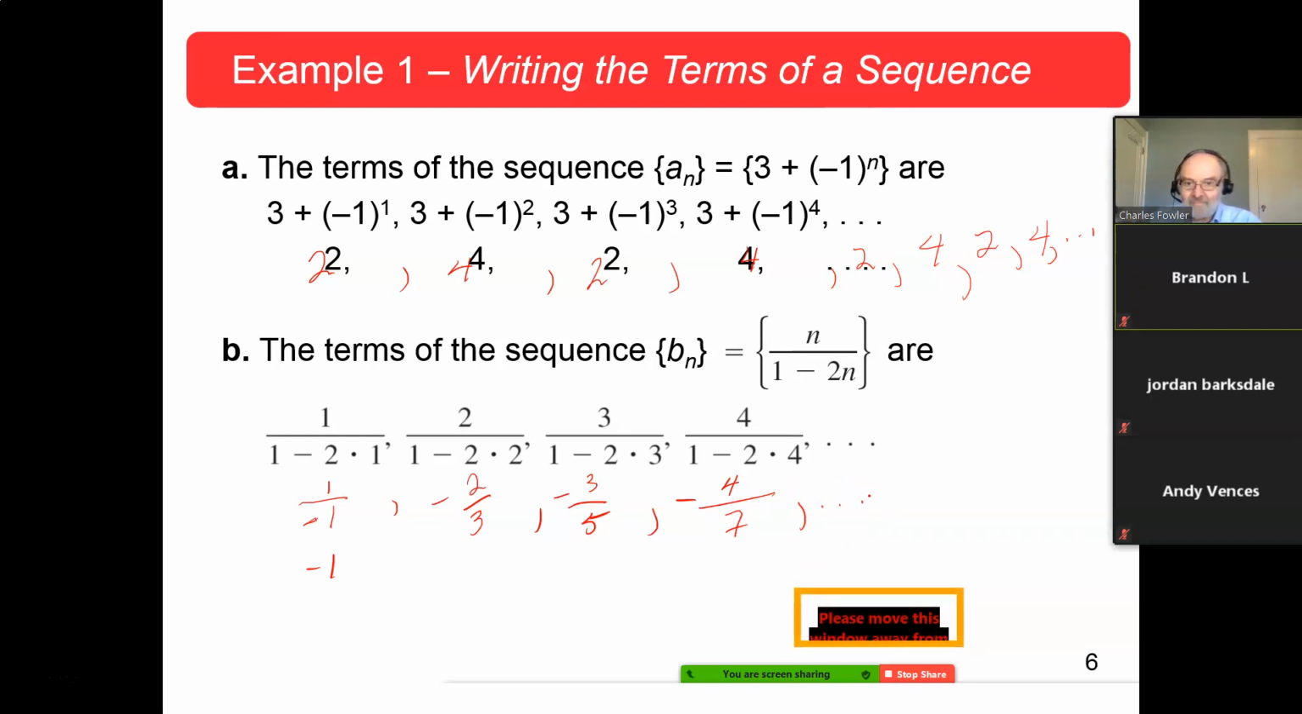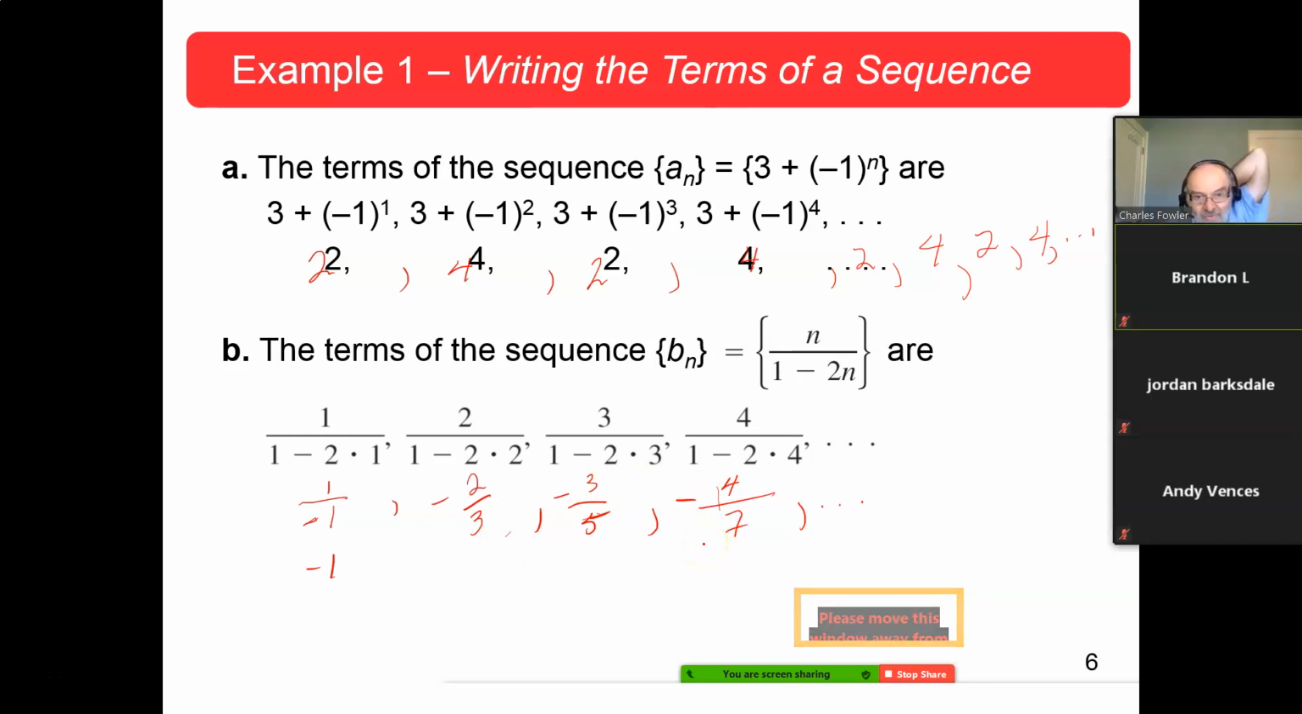Now, the question here is, does this sequence converge? Okay, does it end somewhere? Well, let's take a look. It starts at minus 1. It drops to negative 2 thirds. Actually, it's getting a little greater. And then it's going to negative 3 fifths, which is a little bit greater than 2 thirds. Negative 2 thirds, negative 3 fifths. Those are both less than negative 1 half. This is now greater than negative 1 half.